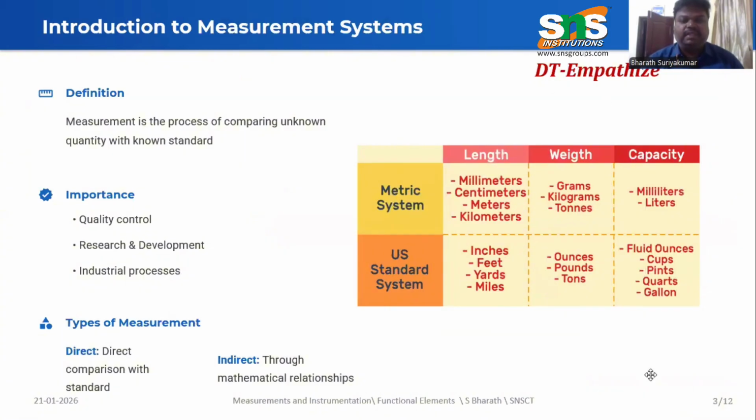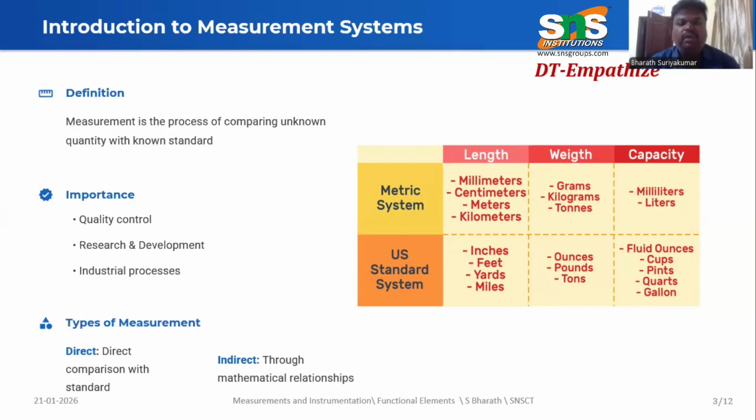Let's see the introduction. Definition. Measurement is the process of comparing unknown quantity with the known standard. So what do you mean by this? We have some unknown quantity. We are measuring the unknown quantity from the known quantity. So this is a comparative type of measurement.